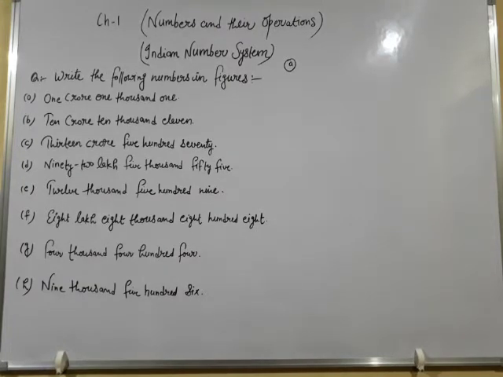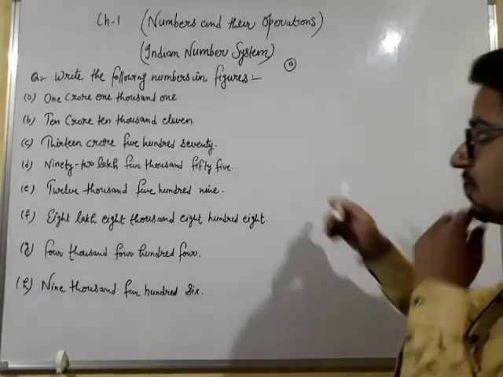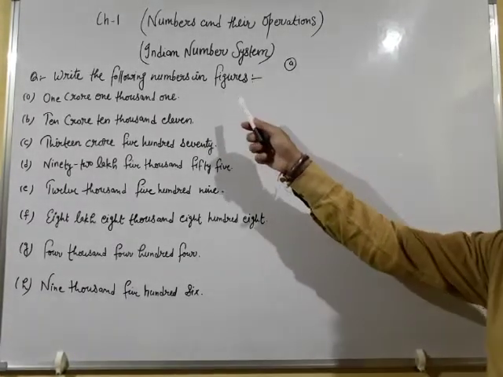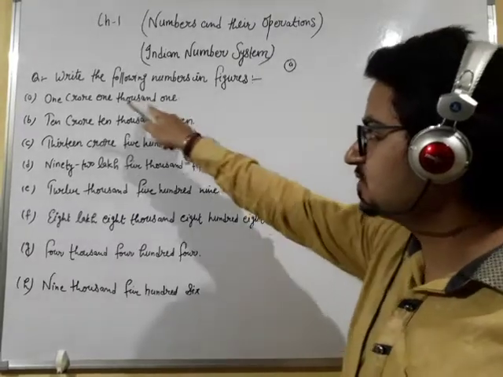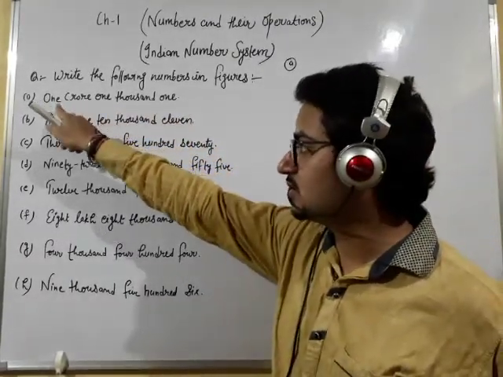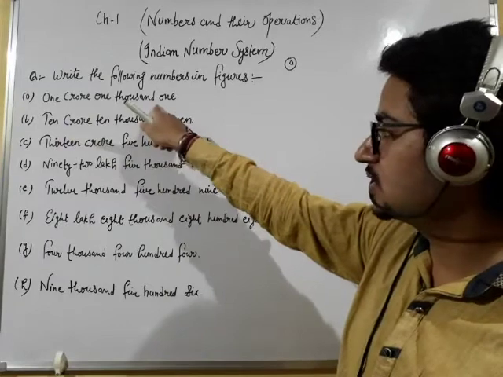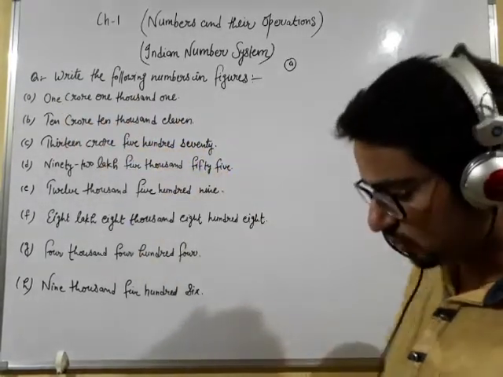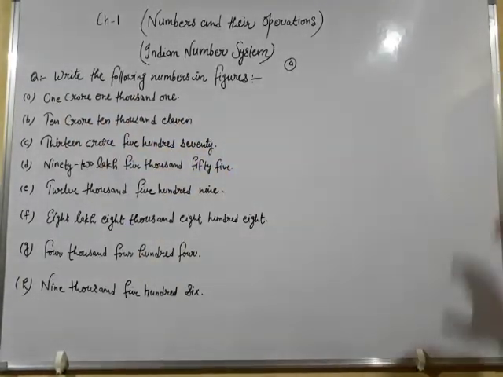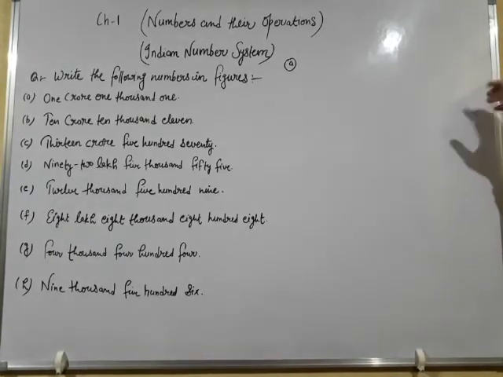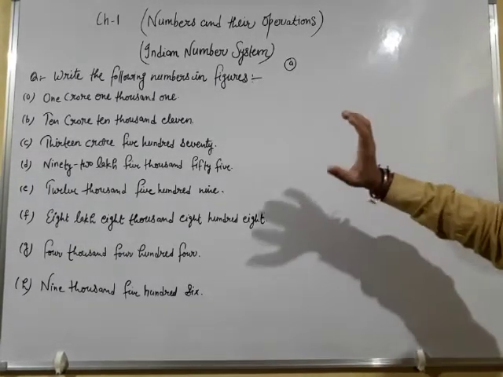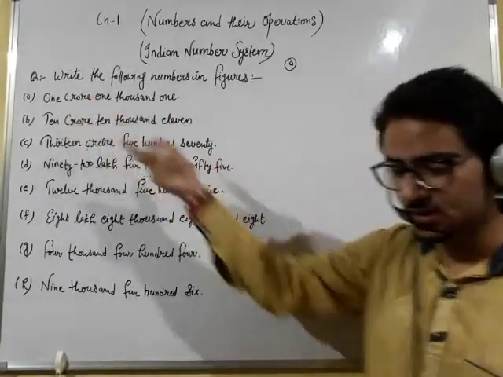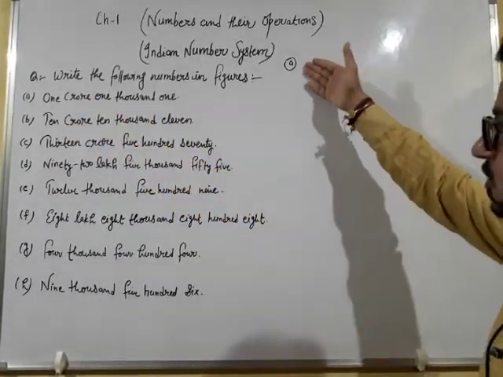So here I am going to tell you a simpler way by which you can save your time without any confusion. Whenever you have to write a number in figures, observe the highest period given, and here the highest given period is crores. So you have to write your places up to crores. So here is your solution of A part.